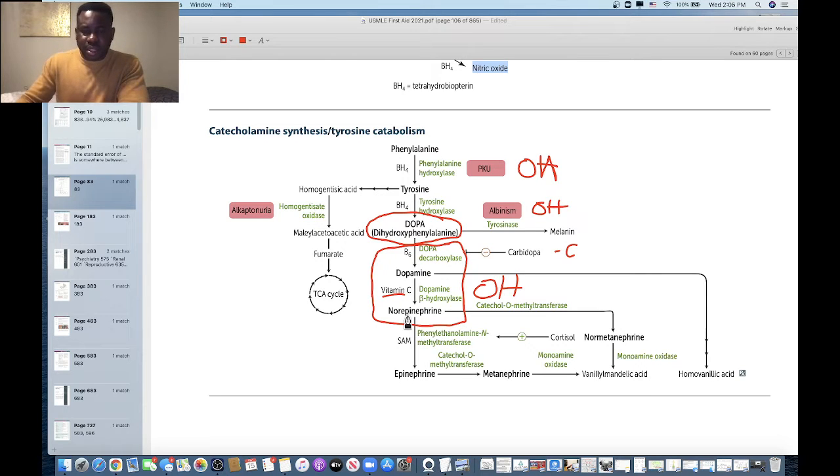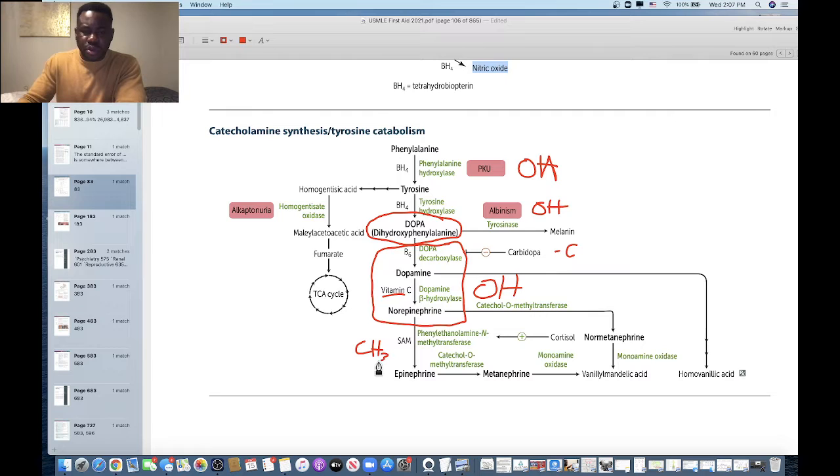Now, the next step is converting norepinephrine to epinephrine. If you remember, SAM is the mediator. SAM is what we saw when we were using folate and B6 to make methionine from homocysteine, that pathway we discussed in the previous videos. That is where we get SAM from, and SAM is just a CH3 donor. So SAM will give us CH3.